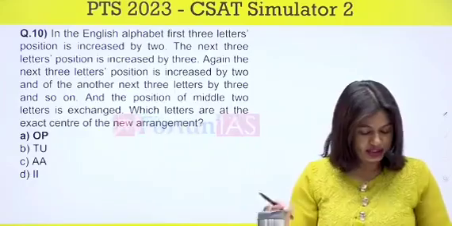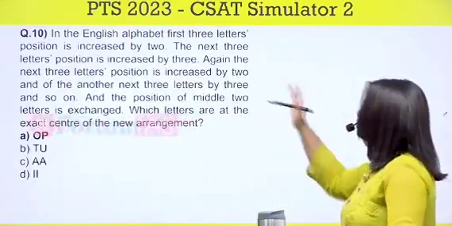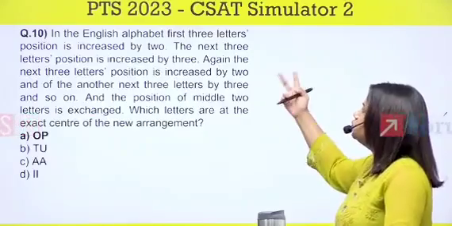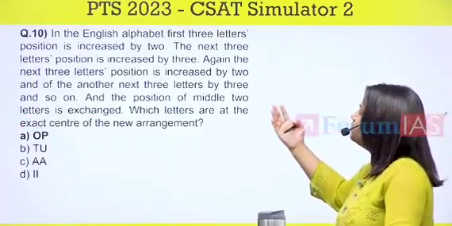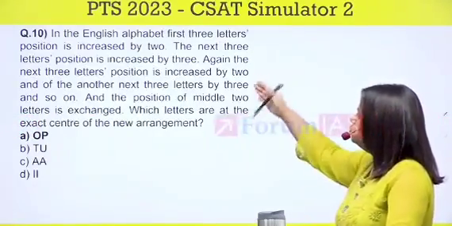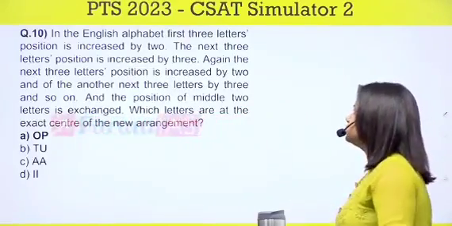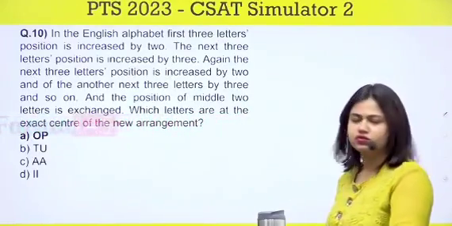Then question 10. Let's look at what they're saying. In the English alphabet, the first 3 letters' position is increased by 2. The next 3 is increased by 3. Again by 2, then by 3. At the end, the position of the middle 2 letters is exchanged. What letters are at the exact center of the new arrangement?